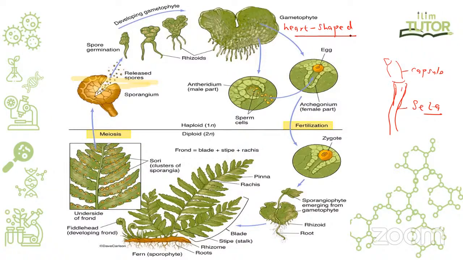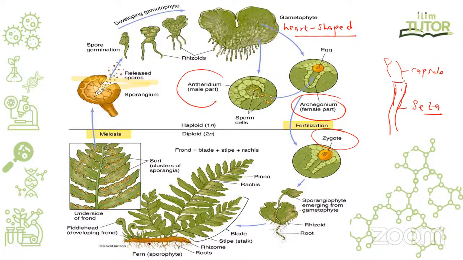So this heart-shaped structure is what we call the gametophyte. Now, this gametophyte contains, as usual, the antheridium, which is the male part, and the archegonium, which is the female part. And as usual, the sperm cells arise from the antheridium, they migrate to the archegonium, where they fertilize the egg to produce a zygote. Once this happens, this gametophyte now begins to develop a sporophyte. And eventually it also develops this structure we refer to as an underground stem.